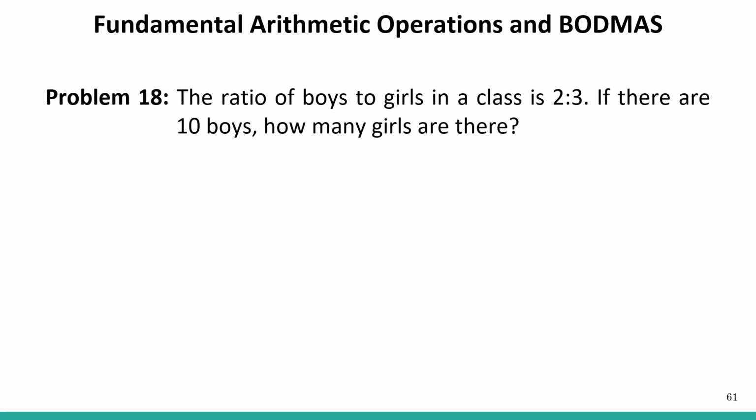The ratio of boys to girls in a class is 2:3. If there are 10 boys, then let 2x be equal to 10. This implies that x is equal to 5. So 3x is equal to 15. The number of girls is equal to 15. Okay, 15 is the final answer.